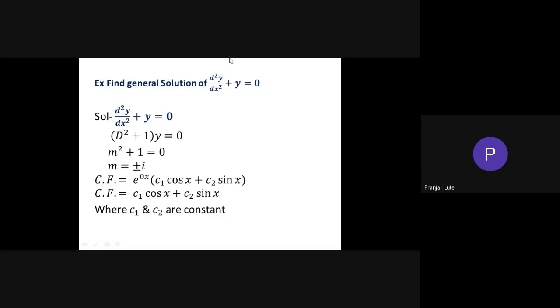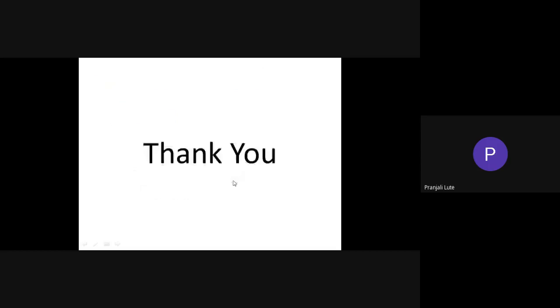Again, this is another example to find the general solution. Here, the right hand side is again 0. So you have to find only the complementary function. So here the roots are m equals plus minus i. So alpha is not available here. So alpha is 0, beta is 1. So e to the power alpha x, c1 cos beta x, means cos x, plus c2 sin beta x.